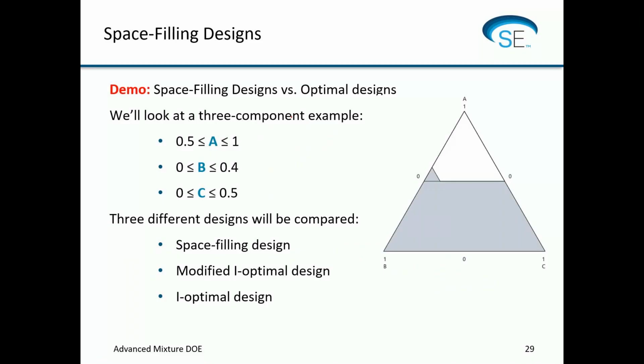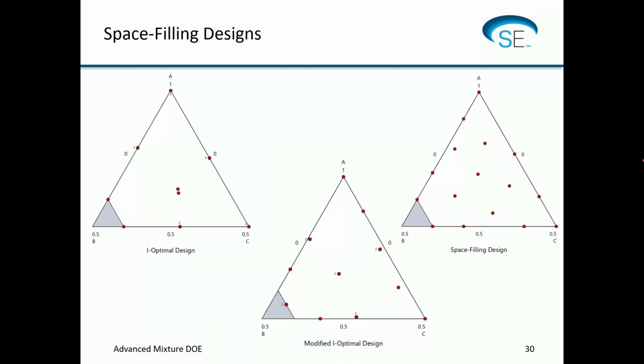And here's just a little demo comparing space filling designs to optimal designs. So once again, three components. A goes between 0.5 and 1, B goes between 0 and 0.4, C goes between 0 and 0.5. So this is on the proportion scale here. And what I'm going to do is show you, using our software, what a space filling design looks like, what a modified I-optimal design looks like, and what an I-optimal design looks like. This modified one is kind of the default one that I had showed you. So these are the three options.